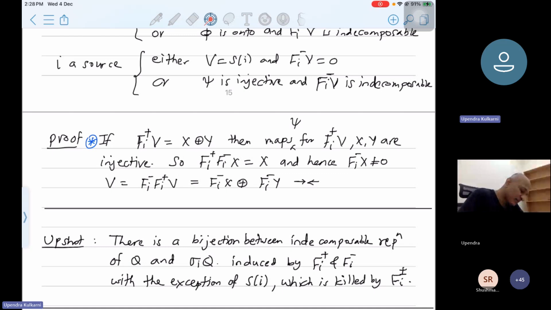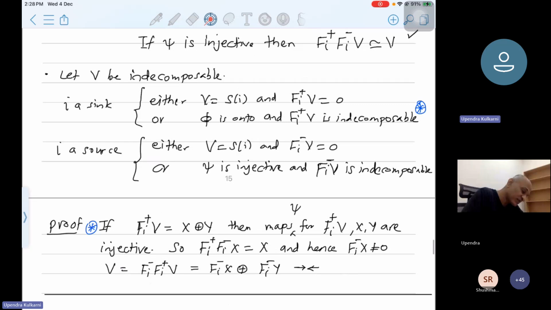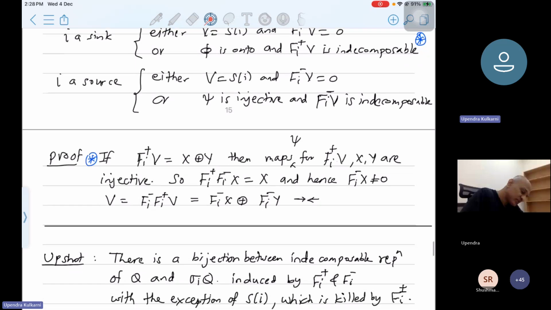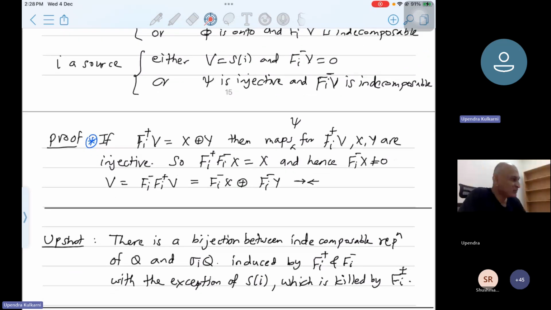If I start with an indecomposable representation V of Q, then what this is telling me is that Fi plus V is also indecomposable over here. And Fi minus of that indecomposable is also going to bring me back exactly to the same one. That's just what we observed over here. So these are just mutually inverse functorial bijective correspondences between indecomposable representations of Q and indecomposable representations of sigma I Q. Okay, so this is a key point. Any questions until now?